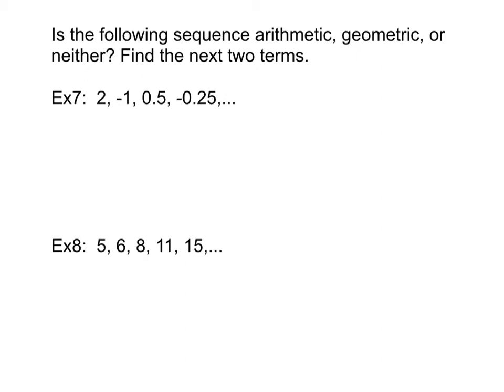From negative 1 to 0.5, that's not subtracting 3 again, so it can't be arithmetic. So let's see if it would be multiplying by a negative 0.5. 2 times negative 0.5 is negative 1. Negative 1 times a negative 0.5 is positive 0.5. And then times a negative 0.5 again, that's negative 0.25. So it does look like it's geometric, and the common ratio is negative 0.5.